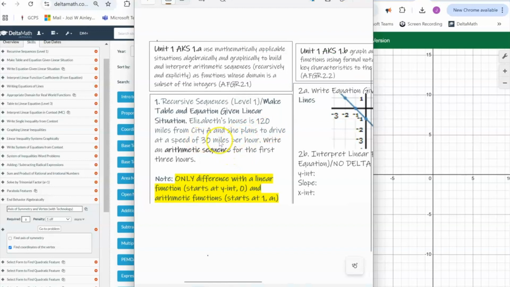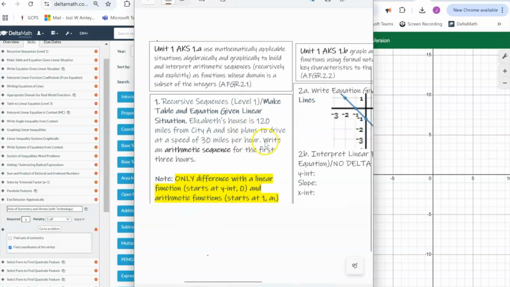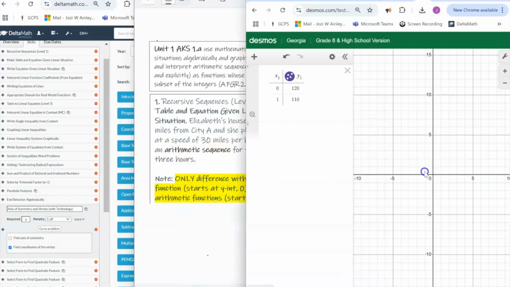120 minus the 30 miles she's already driven, because she's driving towards a house that's 120 miles away. 30 miles in, she's 30 miles closer, so it's less than 120. So this is going to be 110. Okay, so again, the only difference between arithmetic sequences and linear functions is that with linear, we start right here, whereas with arithmetic, we start right here.